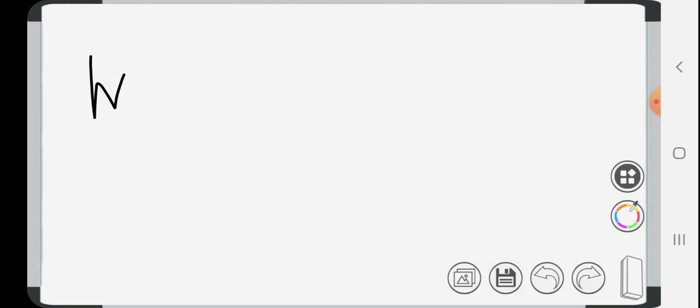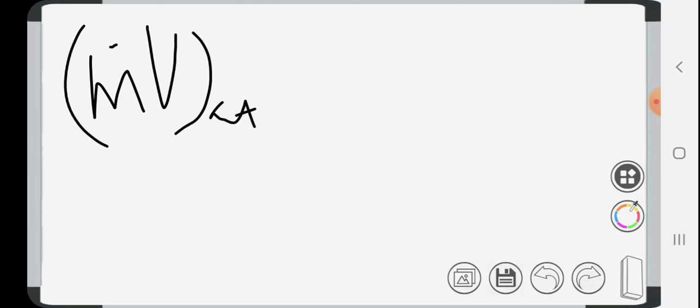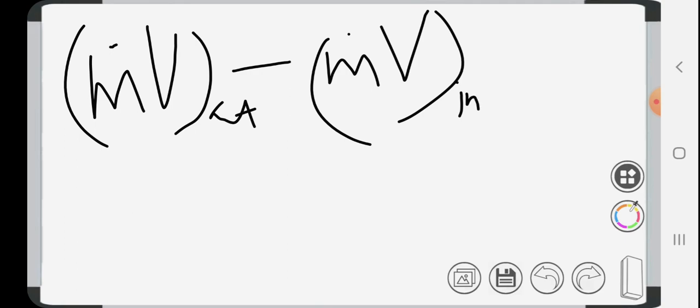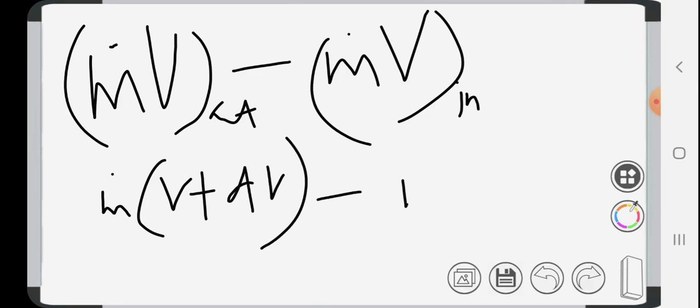Now we have to find m dot v out minus m dot v in, right? So m dot v out minus m dot v in is nothing but, for outside velocity, actually it is V plus dV, minus the inside m dot V itself. So this will get into the form of m dot dV.